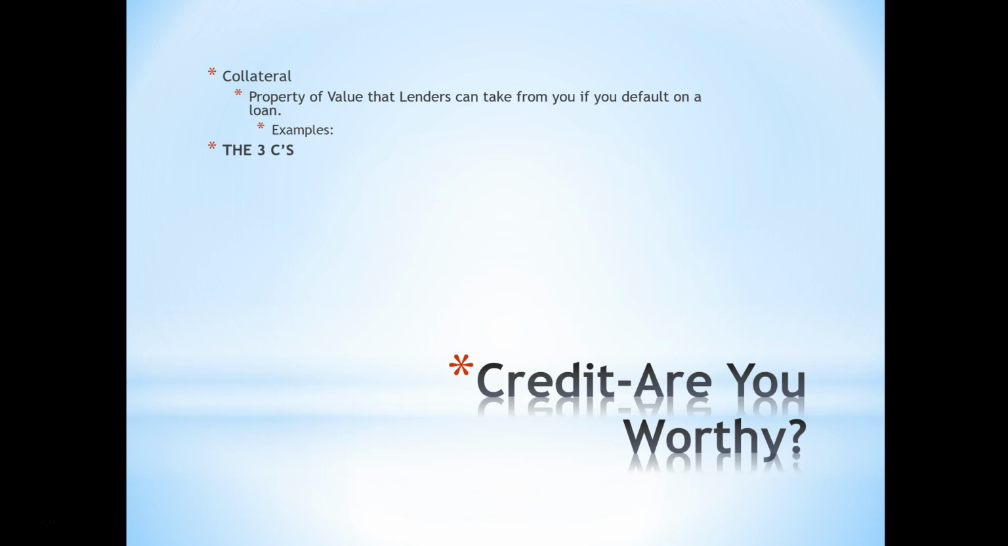And when we're looking at credit, we always look at 3 C's. Those 3 C's are your capital. That means your asset of value or money that can be taken and sold for cash to repay. So once again, kind of like collateral, like what is it that you have that's of worth? A house, a car, jewelry, things like that.